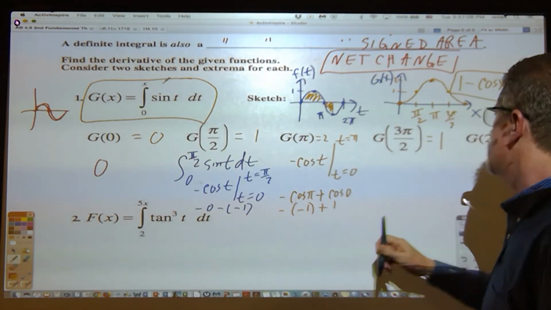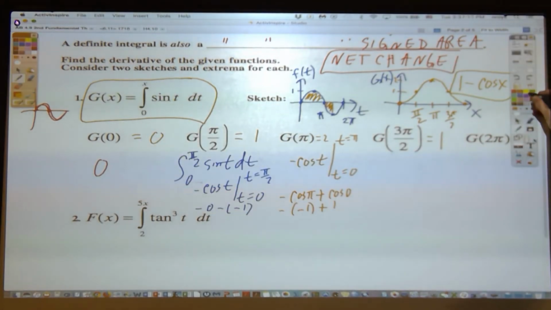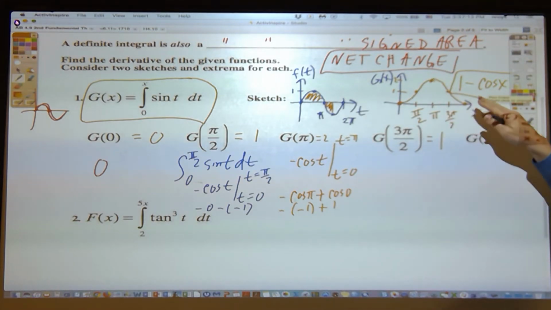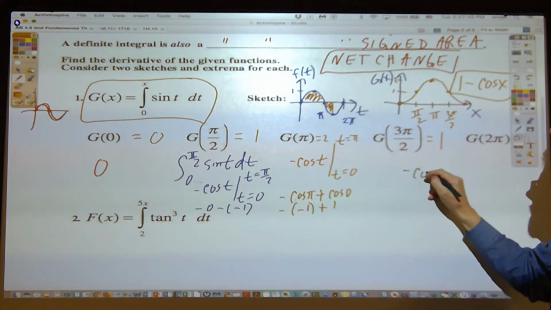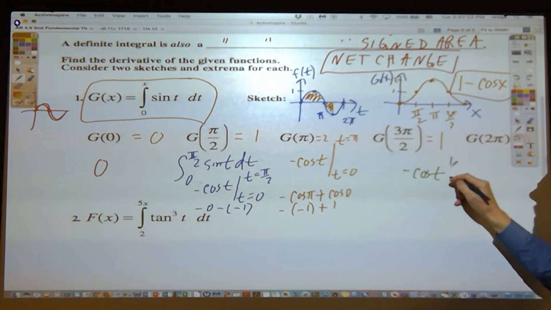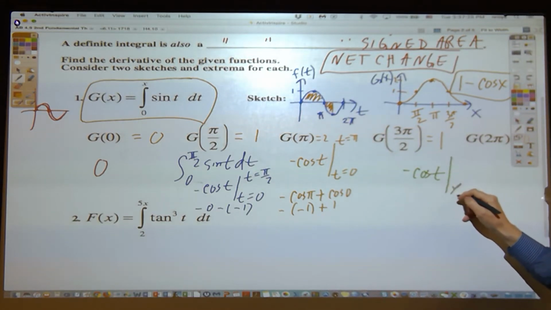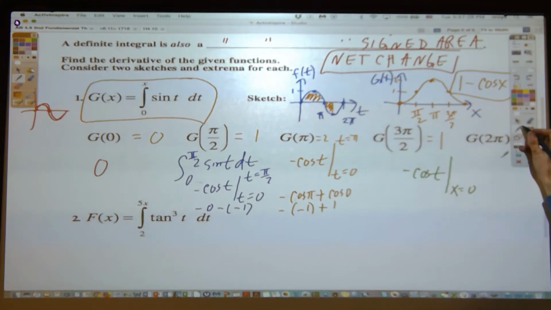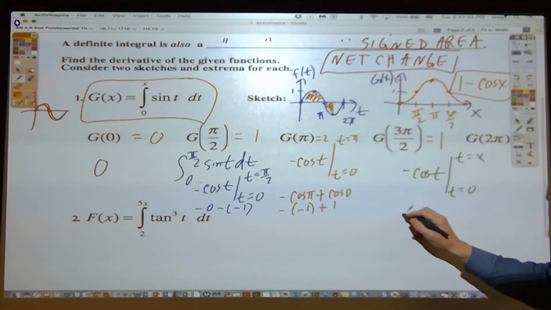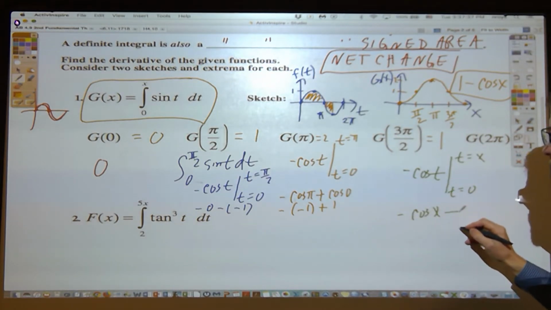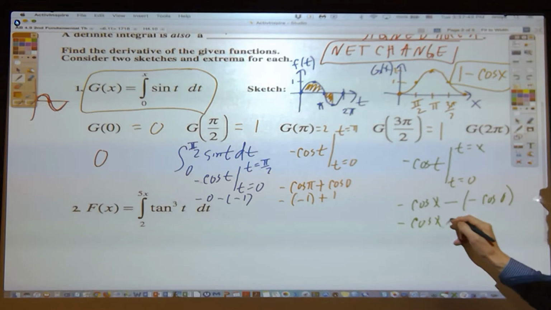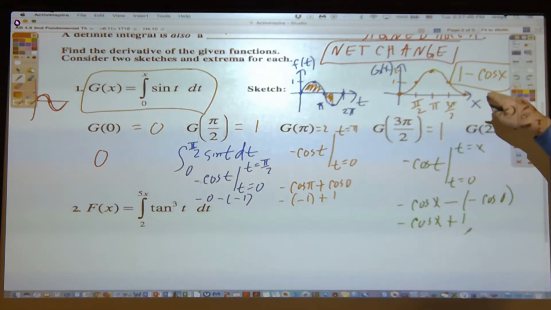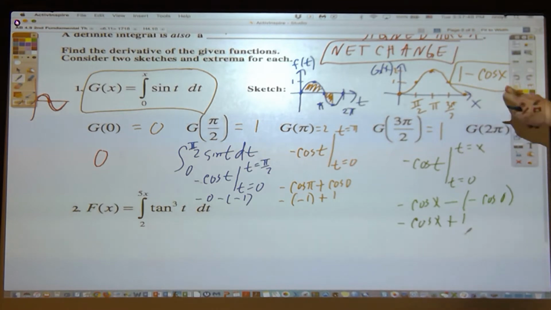Let's take the antiderivative of sine t, which I'm going to do here in green. Here we arrived at an answer graphically, but we could have done this just using the first fundamental theorem of calculus. The antiderivative of sine t is negative cosine t, and if you evaluate that from t equals 0 to t equals x, you get negative cosine of x minus negative cosine of 0. Simplified, you get negative cosine x plus the cosine of 0, which is 1. Sure enough, negative cosine x plus 1 is the same thing as 1 minus cosine x.